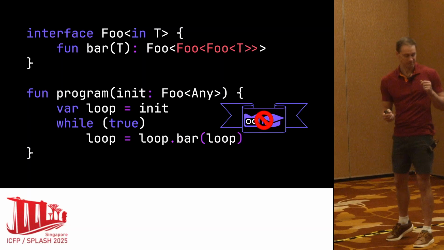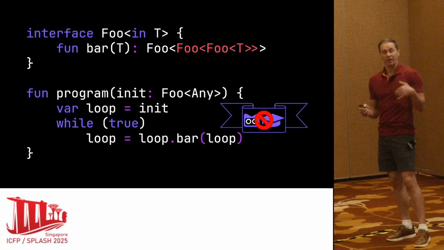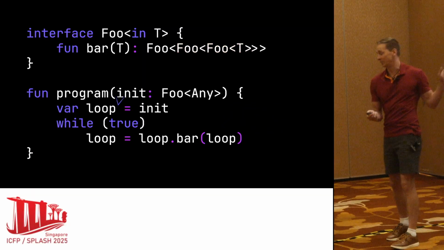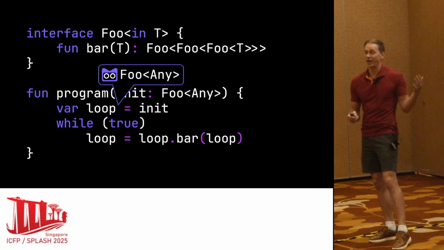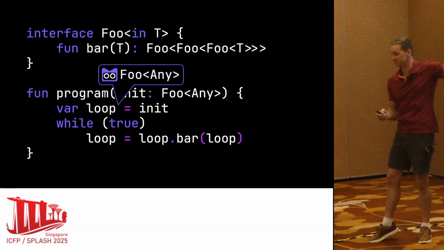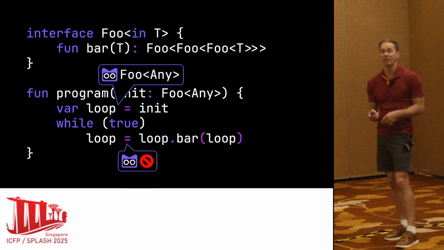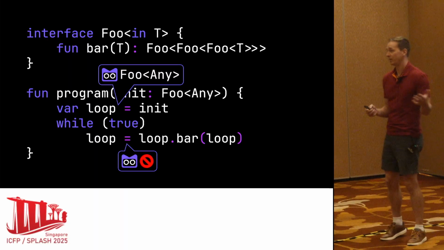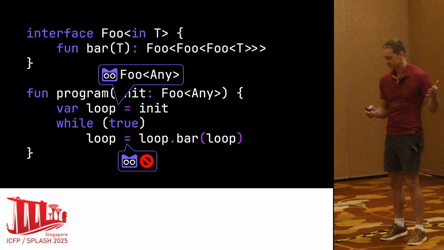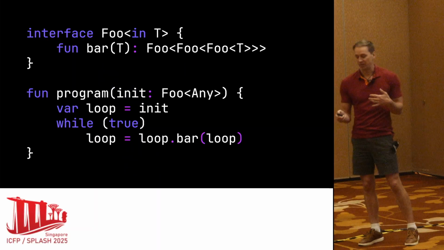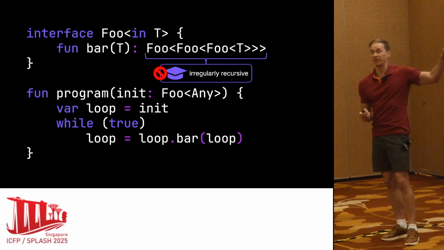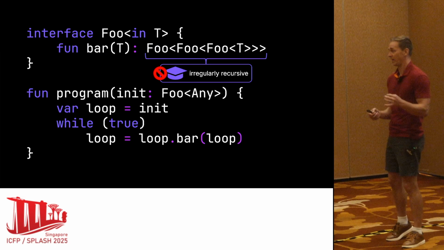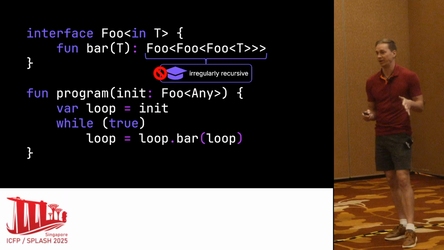To see what goes wrong, we can look at what happens with Kotlin. So with Kotlin, this loop variable infers its type to be Foo<Any> because that's the principal type of its initializing expression. However, that causes this later assignment to get rejected because the Foo<Any> returned by bar is not a subtype of Foo<Any> because Foo is contravariant rather than covariant. As for algorithms in the literature, this program is simply out of their scope because this interface is irregularly recursive. That means that the types in the program cannot be represented structurally using just a finite graph, which these algorithms rely on in order to ensure termination.